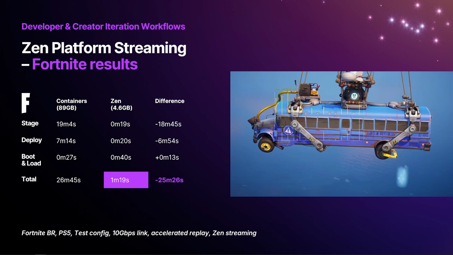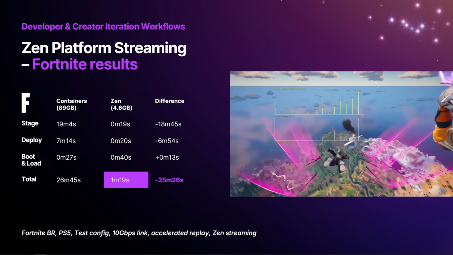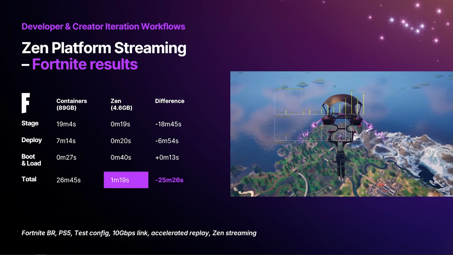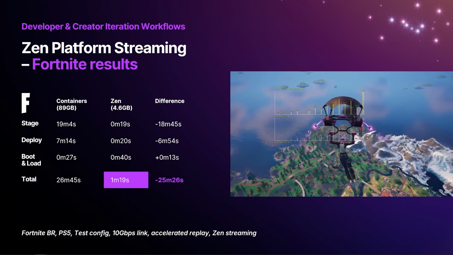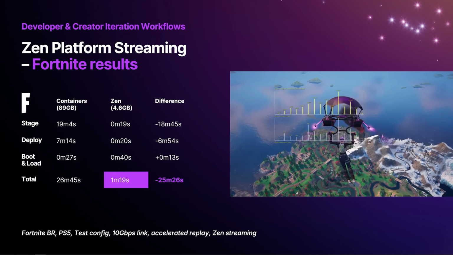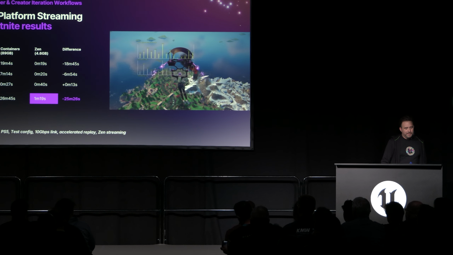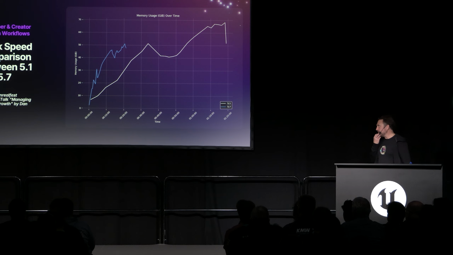So now with Zen, we stream it over the network, 10 gigabit connection directly from that file cache in memory, file cache in Zen server, directly to the console, and we can load it in 1 minute 19 in this specific case. So that's amazing, right? Really critical improvements in perf.